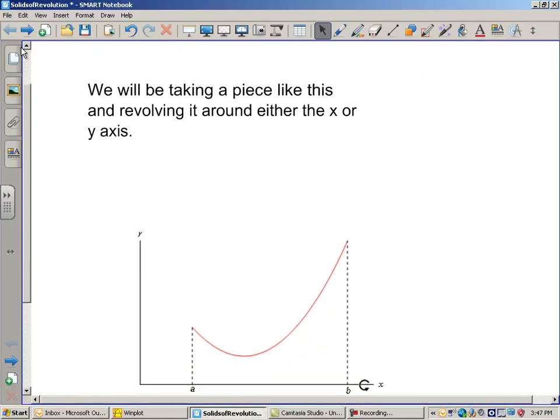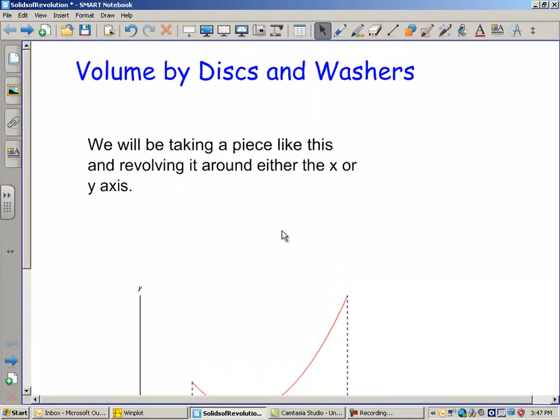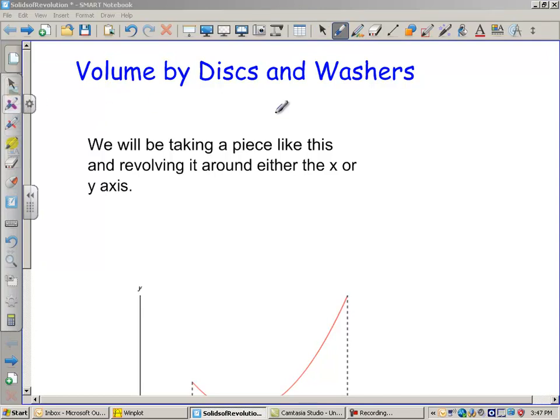Today we're going to do one of my favorite lessons of the year, volumes by discs and washers. And tomorrow in class I'm going to develop some formulas for you, but today on the video I'm just going to give you the formulas. First of all, you're going to have to figure out if your volume has a hole or not.